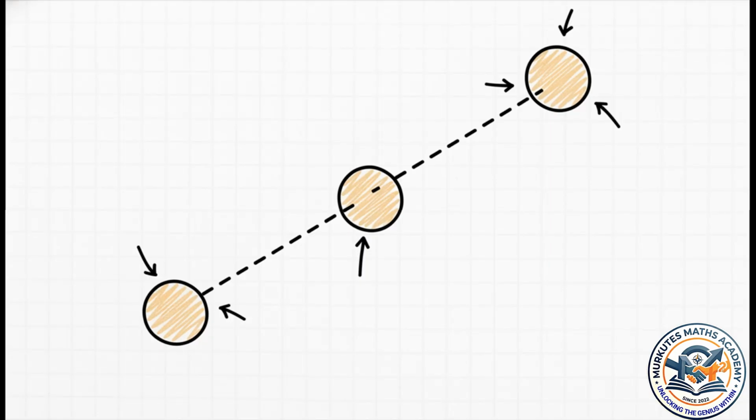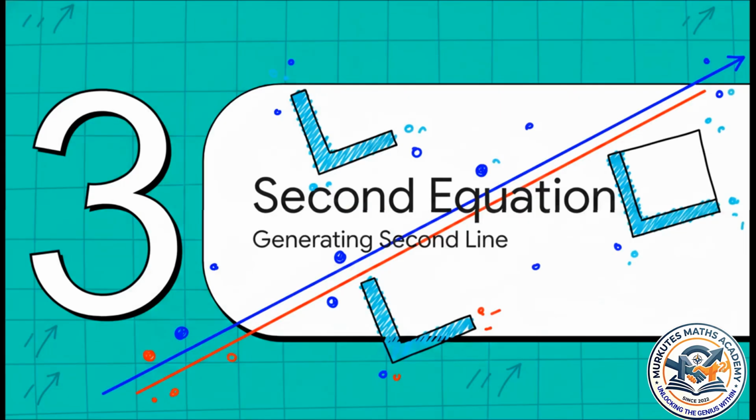So pulling those pairs straight from our table, we've now got 3 precise dots ready to be plotted on our graph: 1, -1, 3, -3, and 5, -5. Connecting these dots is going to give us a perfect straight line representing that first equation. All right, Section 3, plotting the second equation, generating the second line.